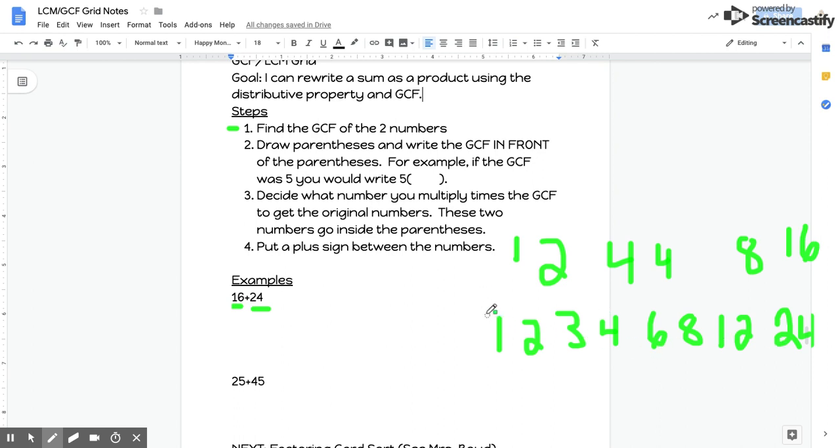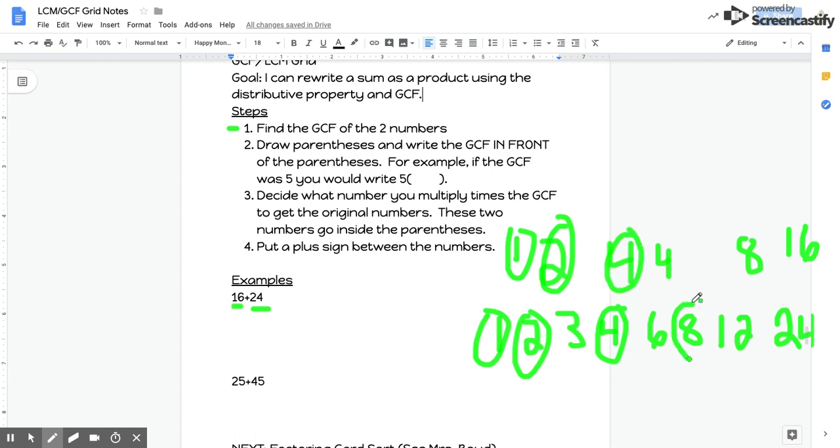So I'm going to look for what's in common. I've got a 1 in both, a 2 in both, a 4 in both, an 8, and that's it. So I'm going to pick the greatest one, which is 8. The GCF of my two numbers is 8. Okay, so that's step 1. I found that it was 8.